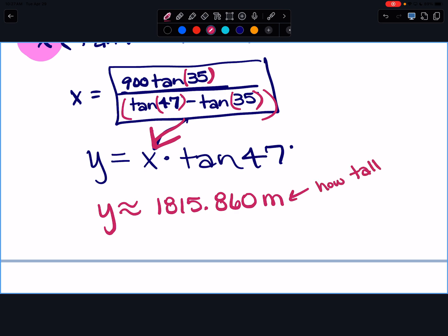Sometimes I give you two-part problems. I may say, how far away are you from it? So you would find that initial distance and then add 900. That's how far away you are at the end. And then you can use that number to find how tall the crater is.